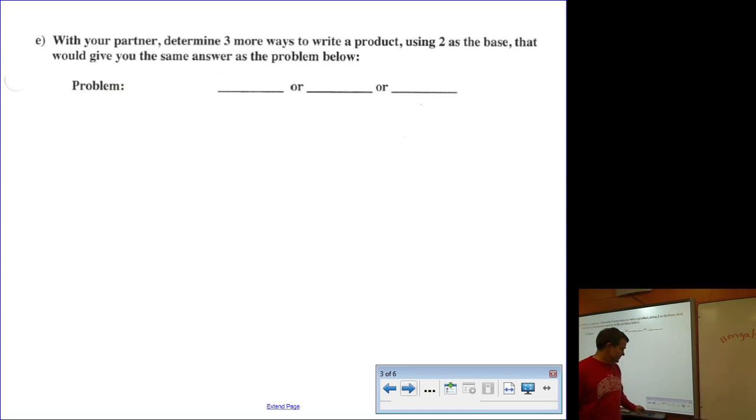All right, let's see if you really get this. Let's try this one problem. It says, with your partner, determine 3 more ways to write a product using 2 as the base that would give you the same answer as the problems below. All right, I know you don't have a partner because you're watching this online. However, you can try it on your own. Here's a problem.